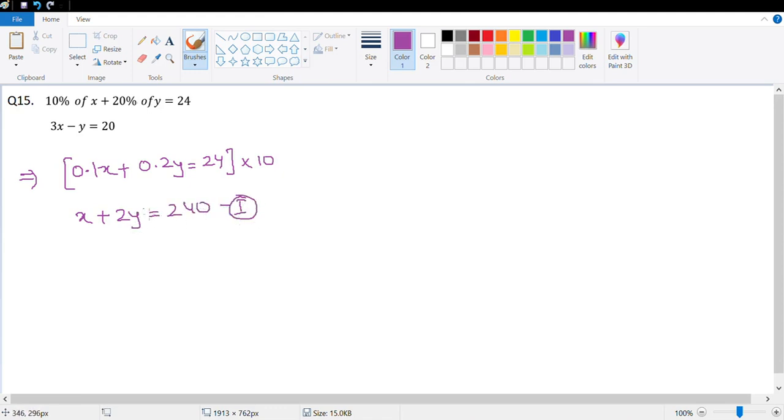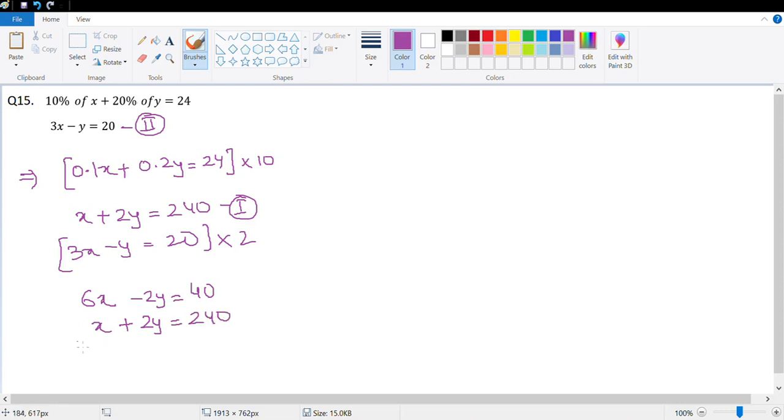Let's call this equation 1. Our equation 2 is 3x minus y is equal to 20. Now let's try and equate the coefficient of y, which means let's multiply the second equation with 2. So that would give us 6x minus 2y is equal to 40. Multiplying both sides, that's 6x minus 2y, 20 into 2 is 40. And the first equation was x plus 2y is equal to 240. We've been able to equate the coefficient of y. Let's add them. So this gives me 7x is equal to 280, which means x is equal to 40.